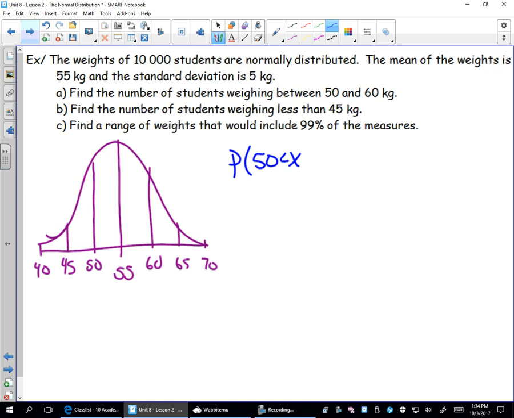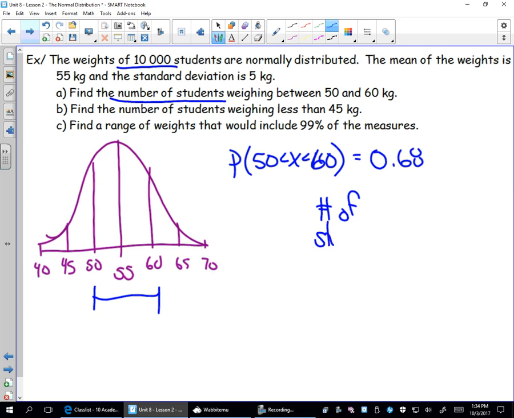So let's find our proportion, our probability between 50 and 60. Well, that's a nice one. That's 1 standard deviation each direction. So in other words, it's 0.68. This time, though, the question asks us to find the number of students. We looked at 10,000 students to begin with, so our number of students can be calculated by finding the proportion of that 10,000. We know it's 68% of 10,000. So we multiply those two things together to get our actual number of students, 6,800.